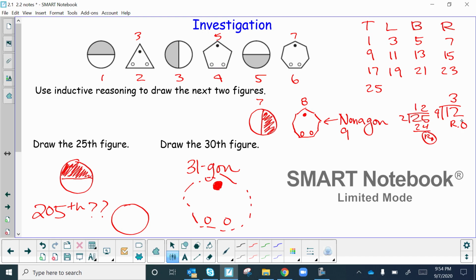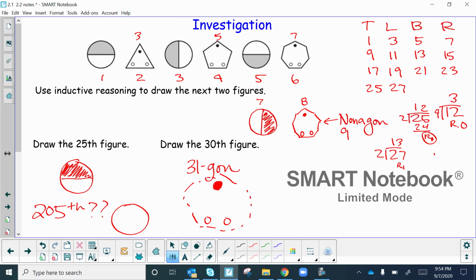Then I tried something different. I said, let me try the next one, which would be 27. So I'm going to take that 27 and divide by 2. 2 goes into that 13 times and has a remainder of 1.